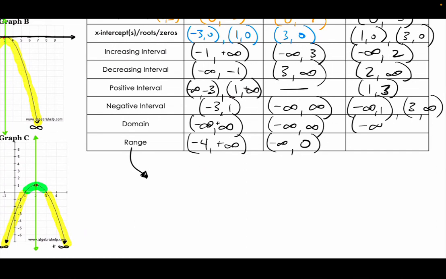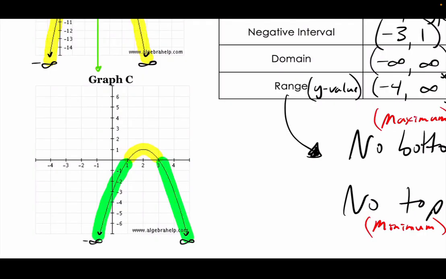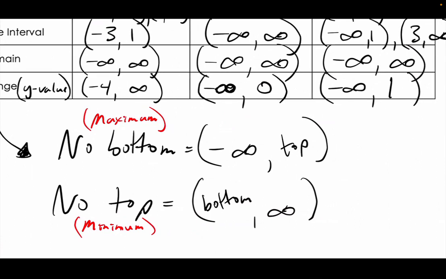The domain is going to be negative infinity to positive infinity, just like the last two. This one has no bottom, so it's going to be from negative infinity. Where's the top? At 1. The top was at 1. It had a maximum. Okay. So, all right, tomorrow we'll do some practice.